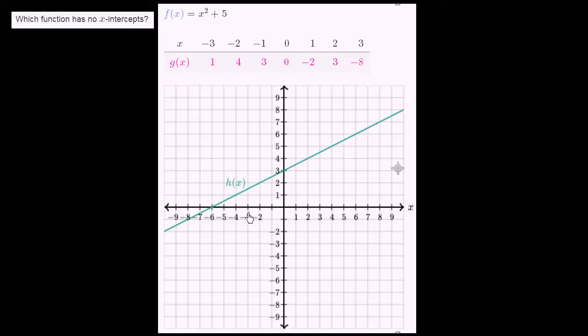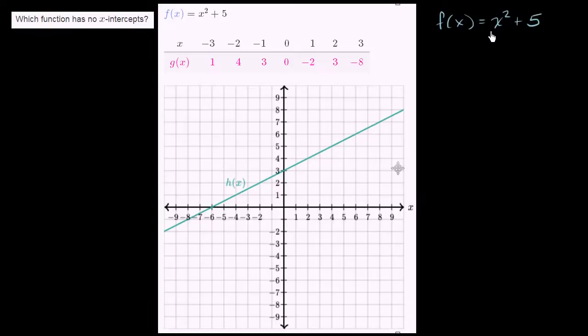You have an x-intercept whenever the function itself is equal to 0. So essentially, this is equivalent to saying which function never equals 0. So let's see if any of these functions never equal 0. So let's look at this first function right over here. And let me write it right over here.